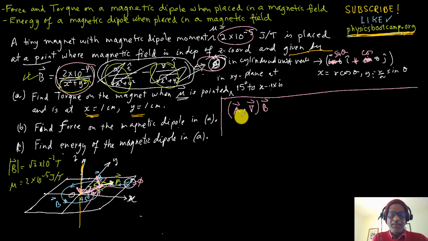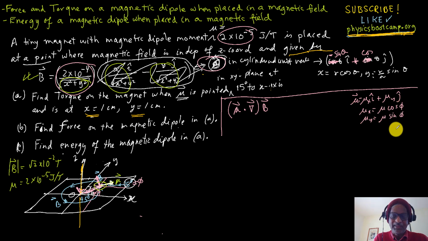Mu has mu x i hat plus mu y j hat. So mu x was mu cosine phi and mu y was mu sine phi from earlier. We already did this thing, right? Because if this is x and y, then the mu is pointed in that direction phi, which is 15 degrees. So from there we just know mu x and mu y.